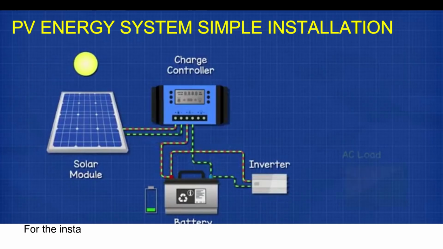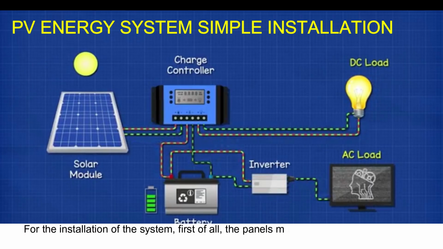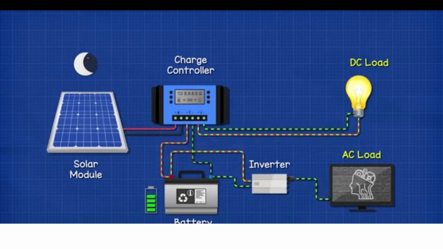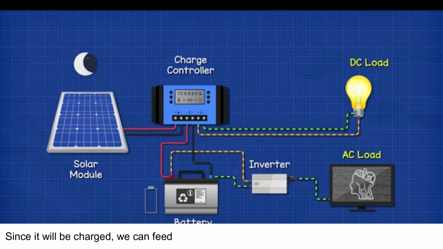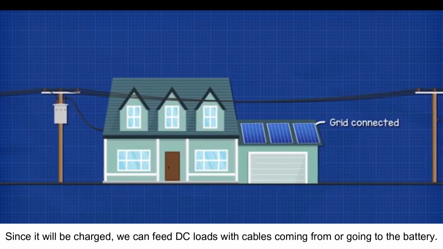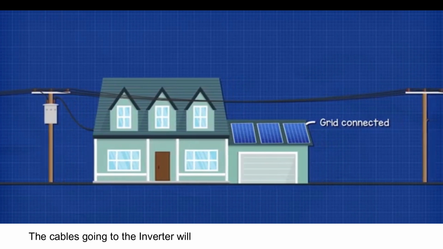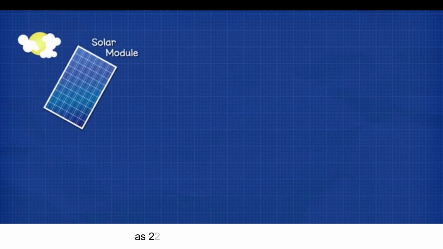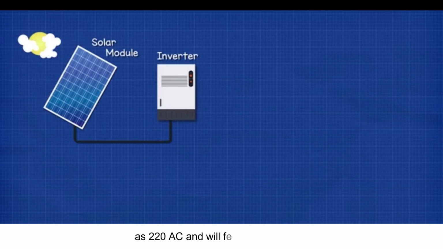For the installation of the system, first of all, the panels must be connected in series or parallel with each other. Since it will be charged, we can feed DC loads with cables coming from or going to the battery. The cables going to the inverter will go as DC and these will come out of the inverter as 220 AC and will feed the AC loads.